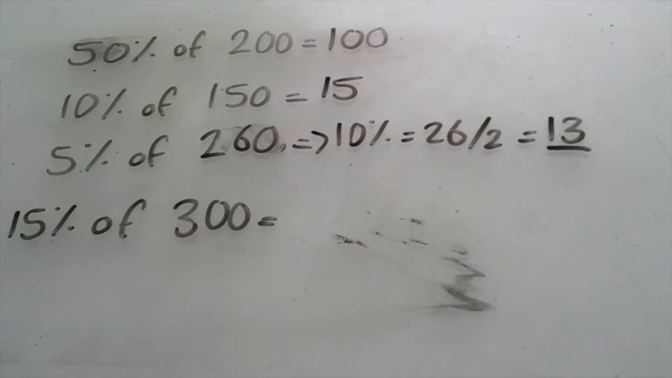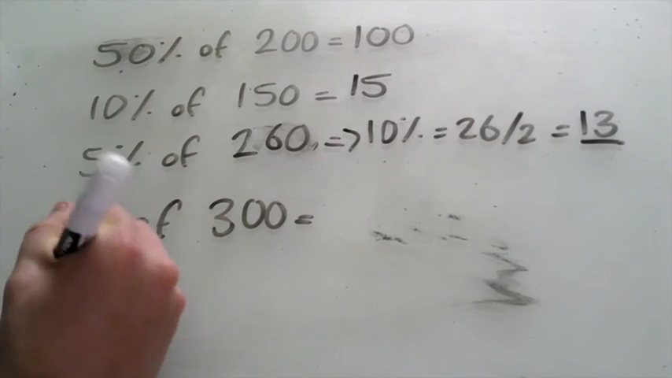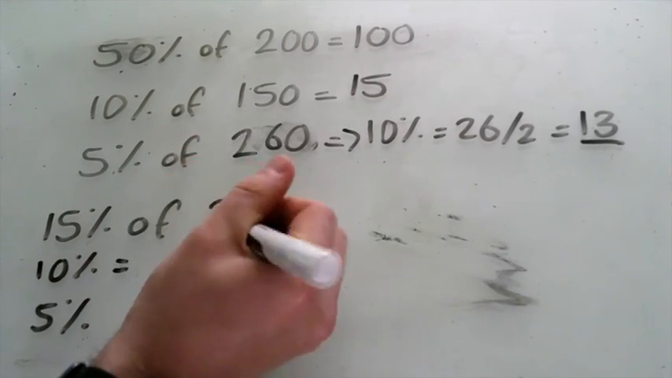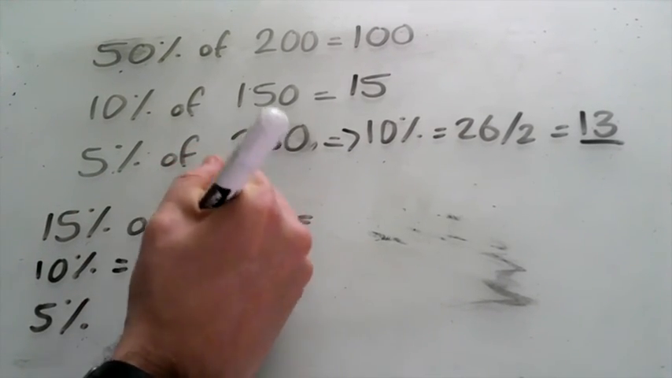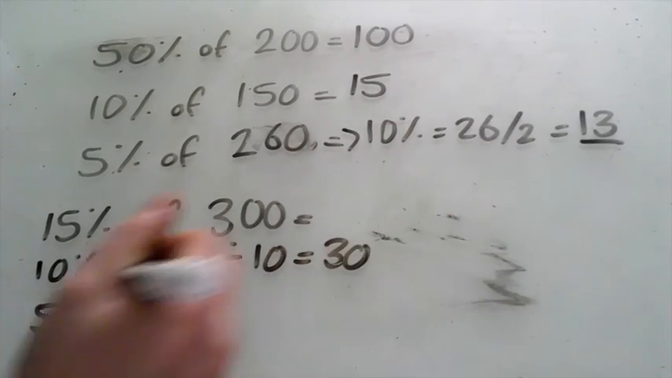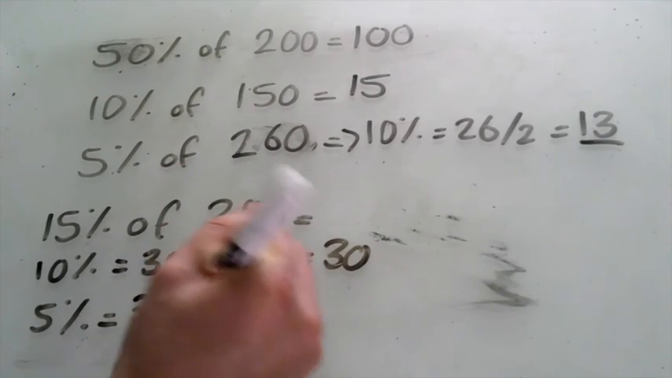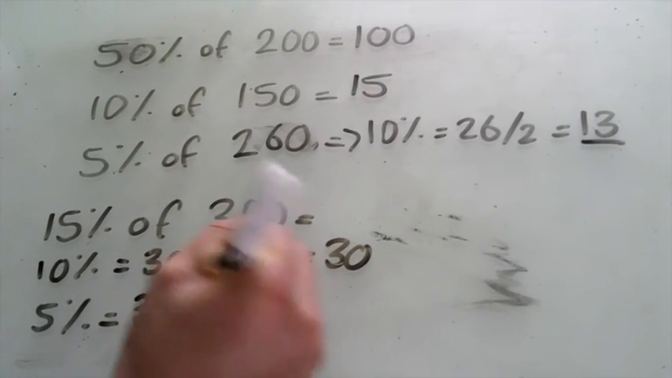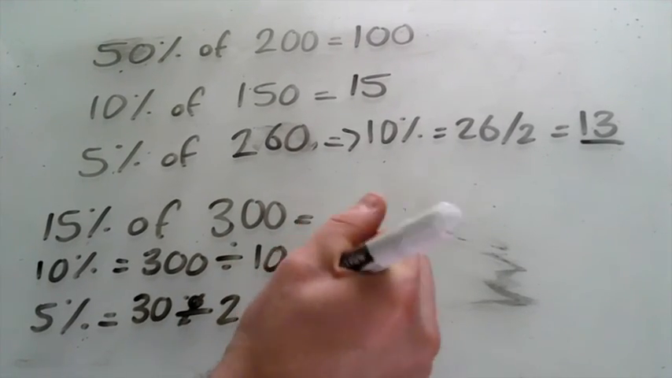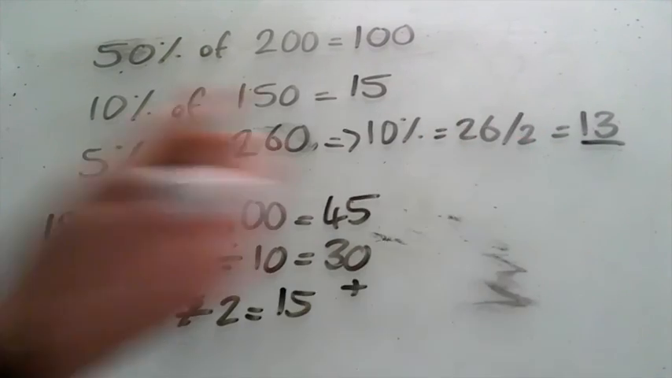And now to find 15%, we want to find 10%, and we want to find 5%. So 10%, we take 300, and we divide it by 10, which equals 30. 5%, we halve that, so 30 divided by 2 equals 15. Add those two together, so your answer is 45.